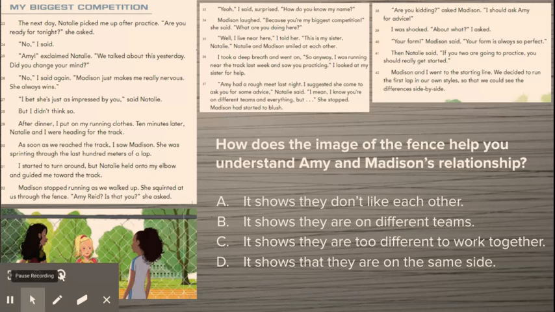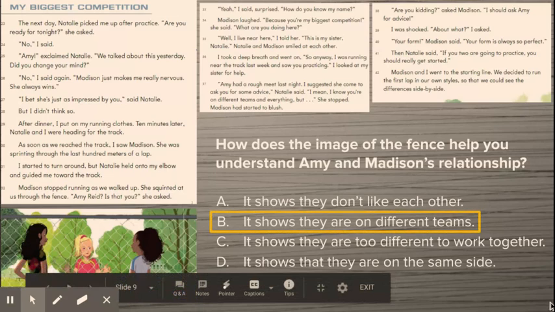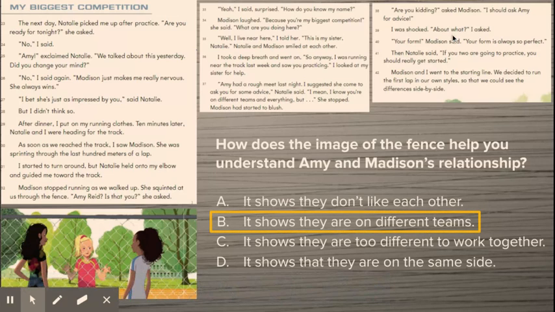You should have answered, it shows that they are on different teams. So the girls are on opposite sides of the fence. Madison is working on her own, and the girls walk up. And so they're talking to each other through the fence, and it shows that they're on two different teams.